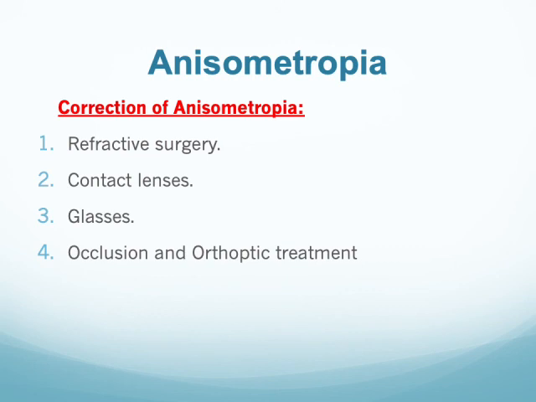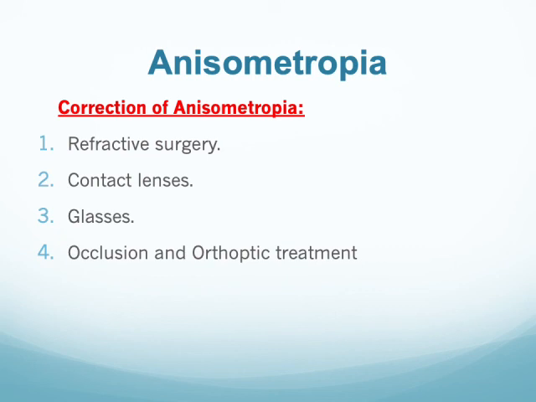Also, contact lens is a good solution because you put it directly on the cornea, so the magnification or minification of the image is nil. So it helps the patient to develop good binocular vision, but it's not a permanent solution because the child will wear it sometimes and take it on and off, and this will also result in the development of amblyopia.